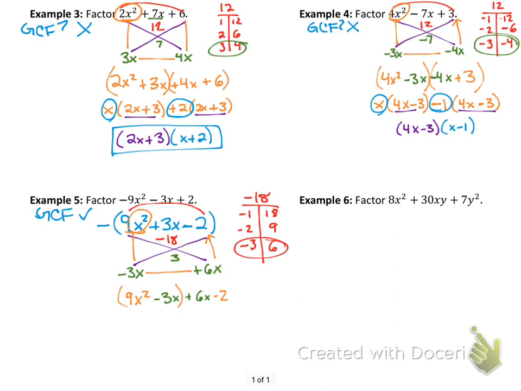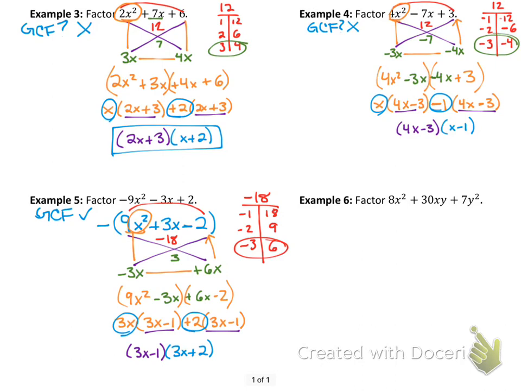Now we group the first two and the last two. From the first two, 9x squared and -3x both have 3x in it, so we're going to take out a 3x. We're left with 3x minus 1. 6x and -2 both have 2 in it, so I'm taking out a positive 2. We're left with 3x minus 1. Inside they're the same, so that is a factor. The outsides give us the other factor. And that's it.